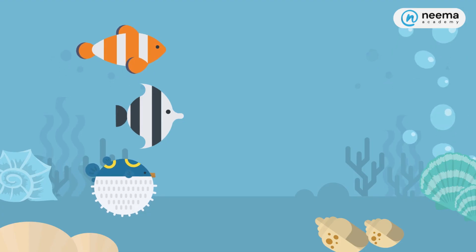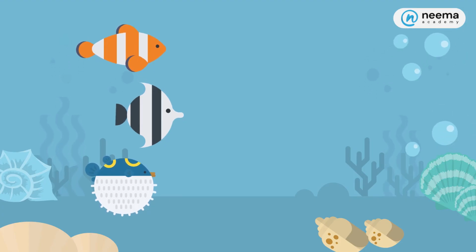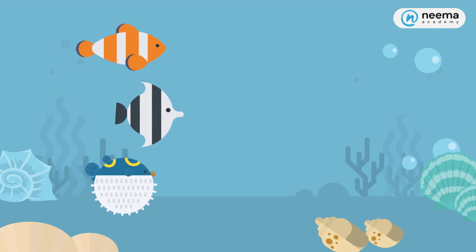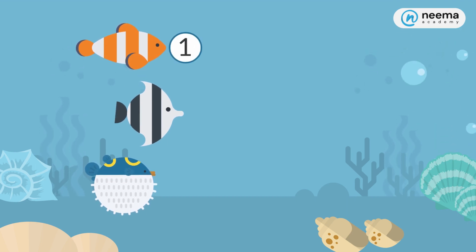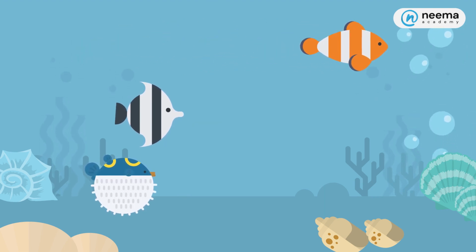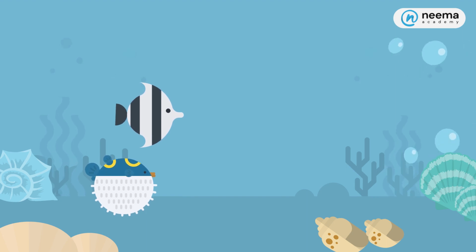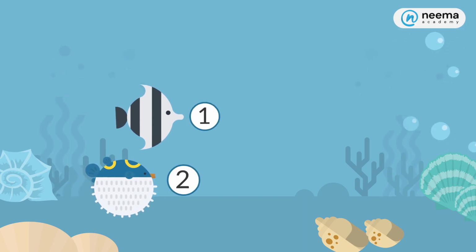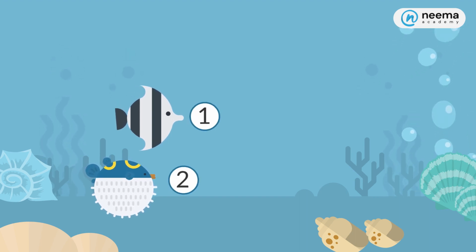Here, you can see different types of fishes in the sea. How many fishes do you see here? Yes, there are 3 fishes. Now how many fishes do you see? Yes, there are 2 fishes.